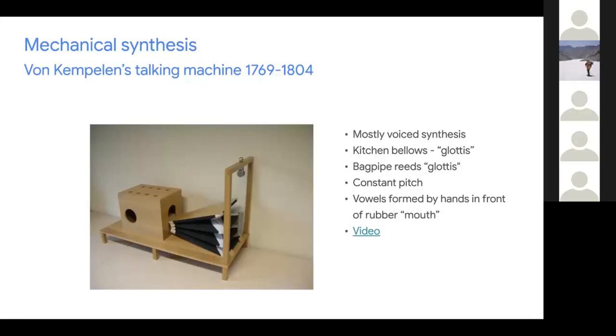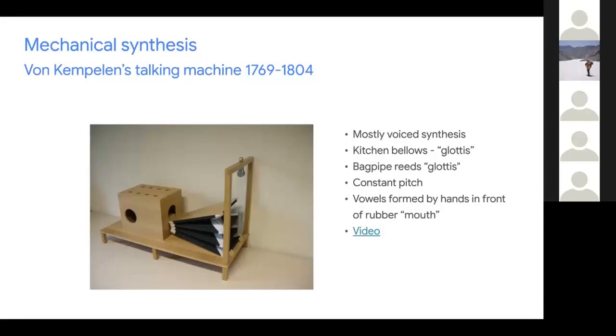Actually, through leakage, which was an artifact of the model, you could produce some unvoiced sound with the air leaking out through the system. There is a bellows, like you use for the kitchen oven, for the fire. That is the lungs. You put your hand on it and press it. Then there was a little glottis, a little reed from a bagpipe, in the end of the bellows, and then there was a little rubber.